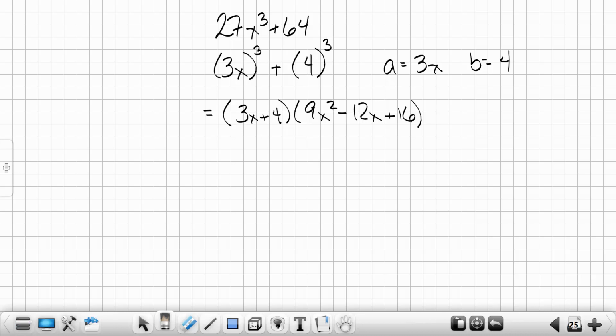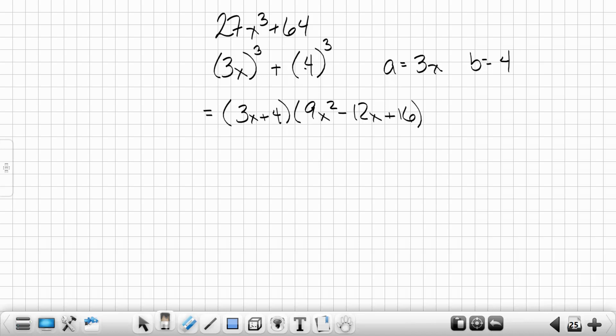All right. Breaking it down, gentlemen. So if I have a cubed plus b cubed, right? That turns into a plus b, we good? Times a squared, so 3x squared would be 9x squared, minus, instead of plus, a times b, 3x times 4, that's 12x, plus b squared, that's 16. 4 squared is 16. We're good? Cool. All right, let's go ahead and try out the next one.